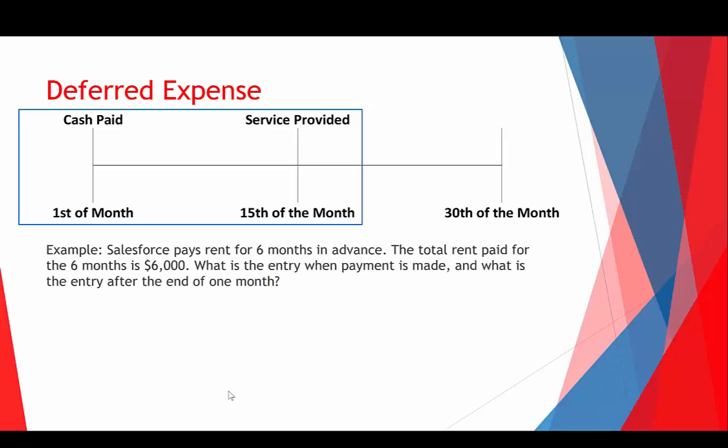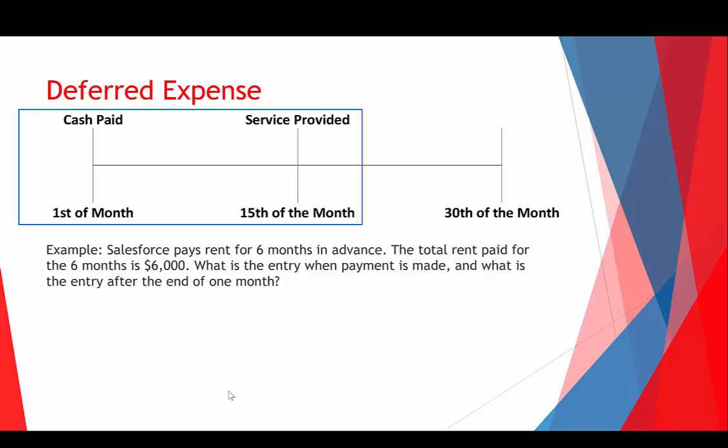What's the example? Salesforce is paying rent 6 months in advance. Total rent paid for the 6 months is $6,000. So we've got $1,000 per month. And we want to figure out what the entry is when payment is made and what the entry is after the end of 1 month.